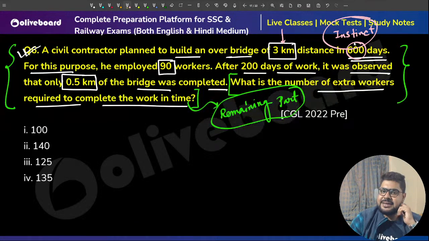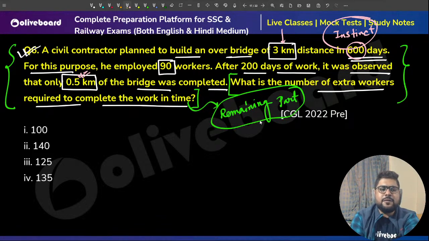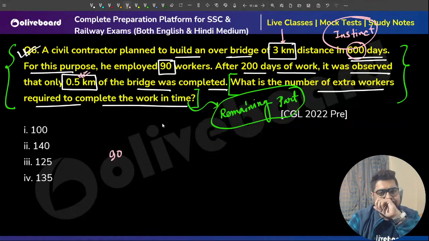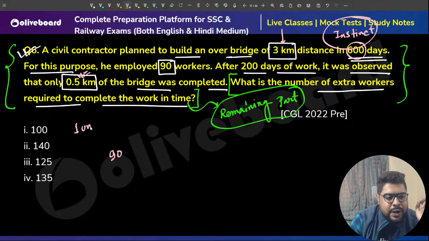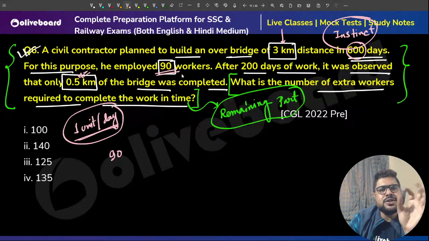Now, 3 kilometer bridge in 600 days. Only 0.5 kilometer of the bridge has been completed. I will understand the rate of work from this. Why? Because 90 workers, I'm assuming every worker can do 1 unit of work every day. I told you this is the primary assumption in these type of questions, always. So 90 workers can complete 90 units of work every day.